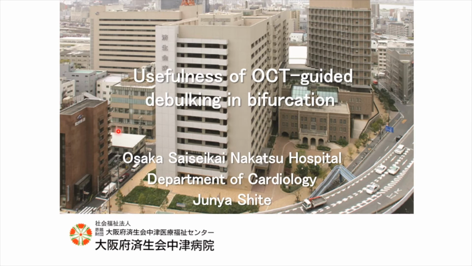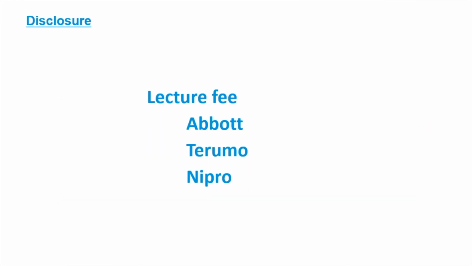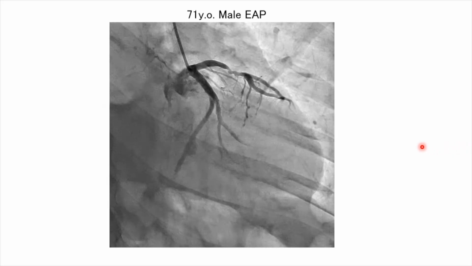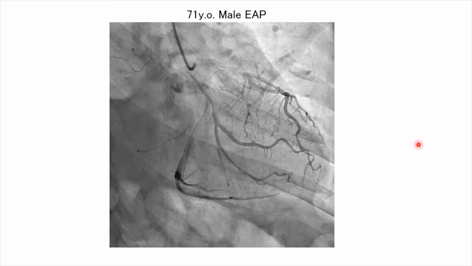The title of my presentation is the usefulness of OCT-guided debulking in bifurcation. This is my disclosure. I would like to show 4 cases of debulking at bifurcation. The first case is calcium existing at the opposite side of the carina. The case is a 71-year-old male with effort angina.